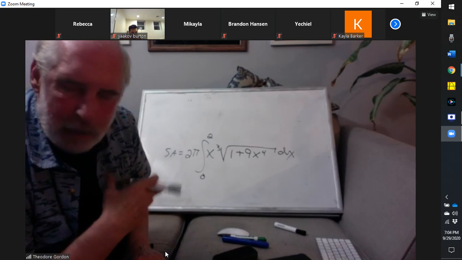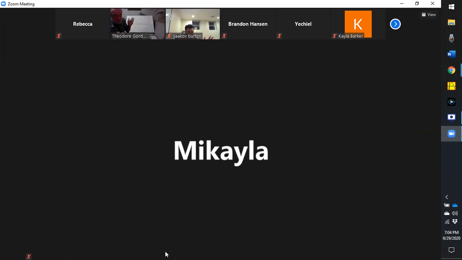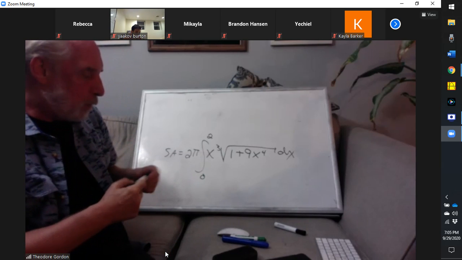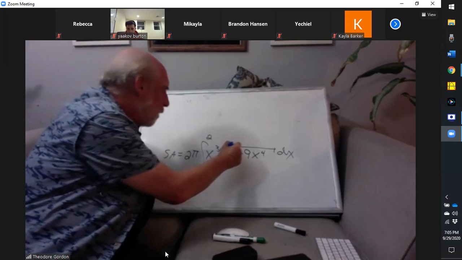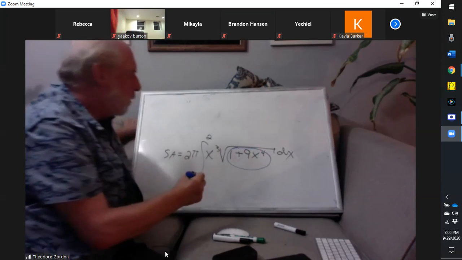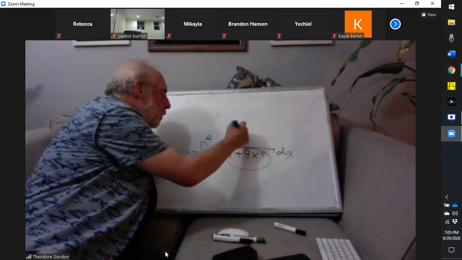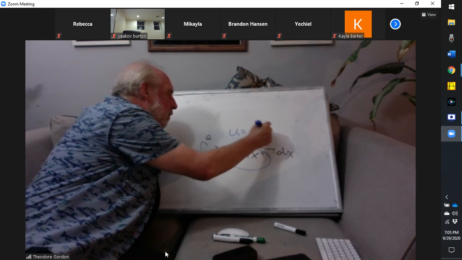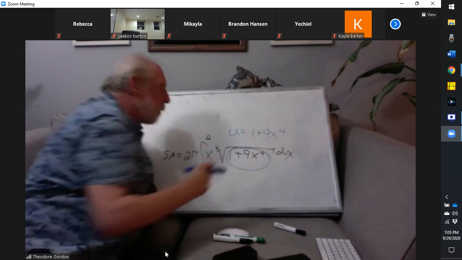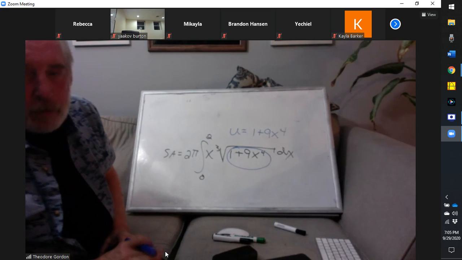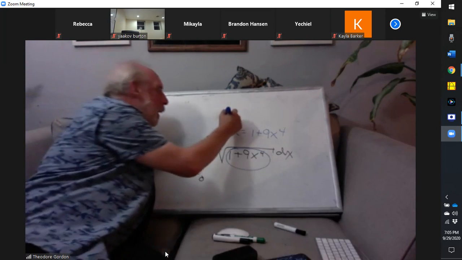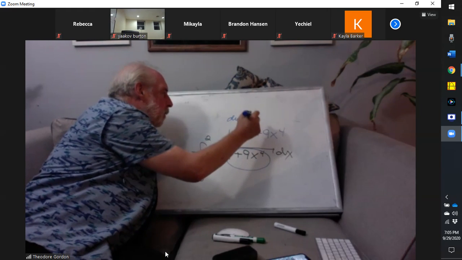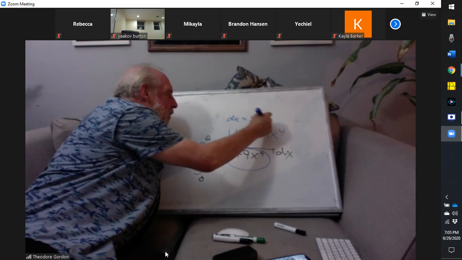So a bunch of the problems tonight, and there's not many, I think 4 or 5, U substitution will come up, but not all of them. So we're going to do U substitution here. This will be our U. So U is equal to 1 plus 9x to the 4th. We do the derivative of both sides with respect to x. So we get du is equal to 36x dx.